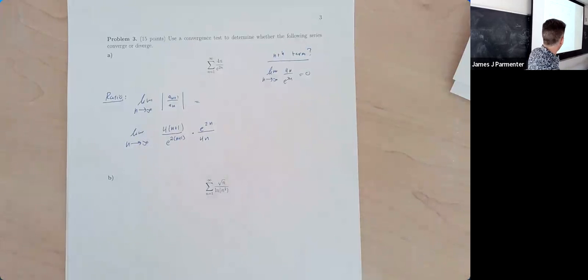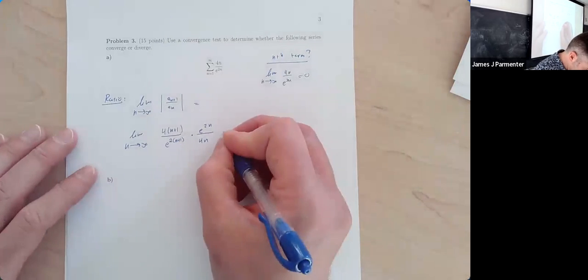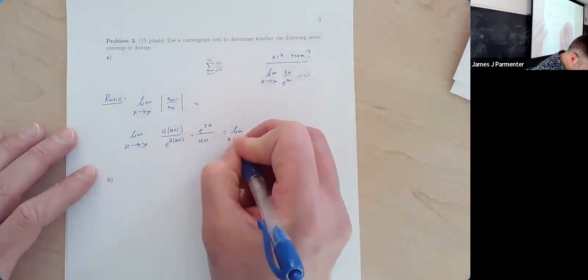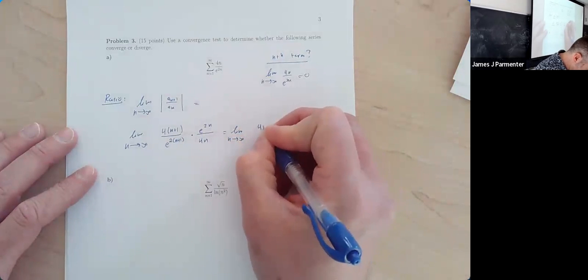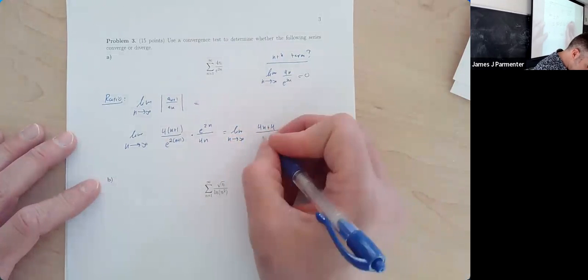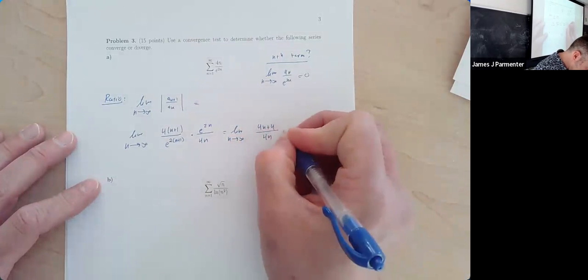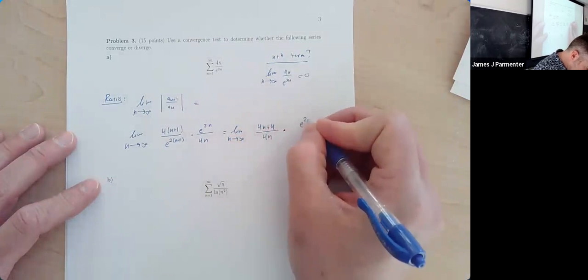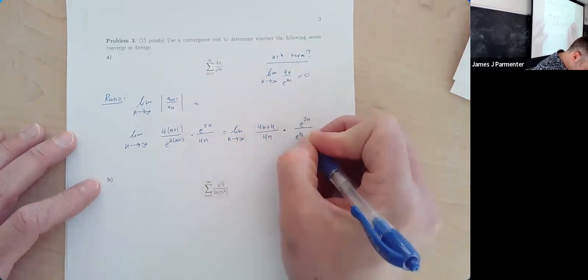And then we usually group all the like things together. So I'm going to rewrite this as the limit as n goes to infinity of 4n plus 4. I guess I wasn't planning on multiplying it out, but I did. 4n times e to the 2n over e to the 2n plus 2.